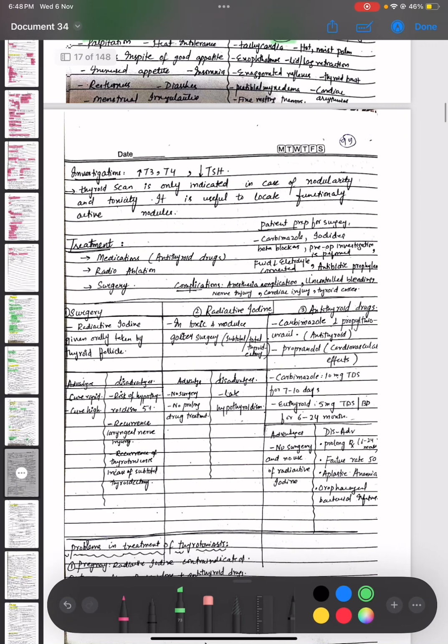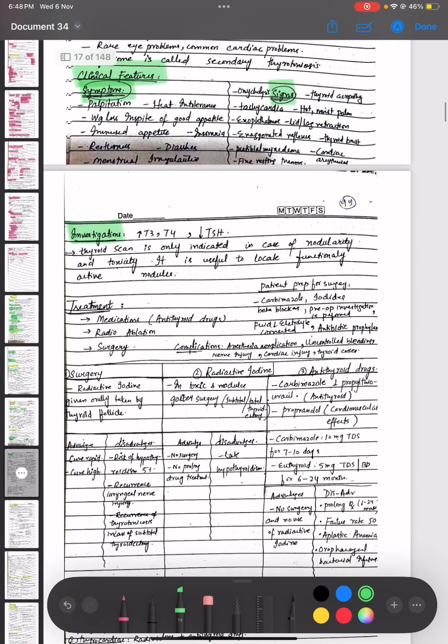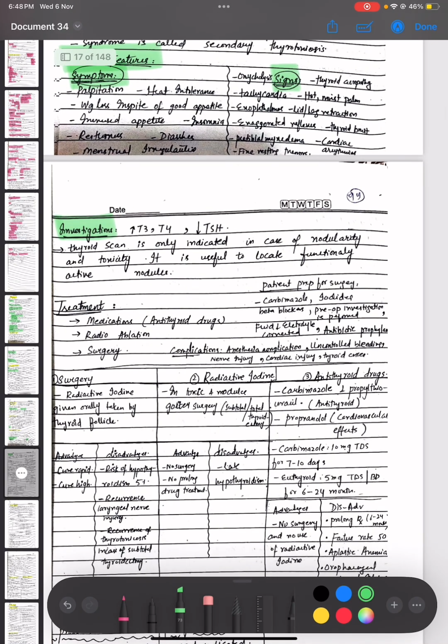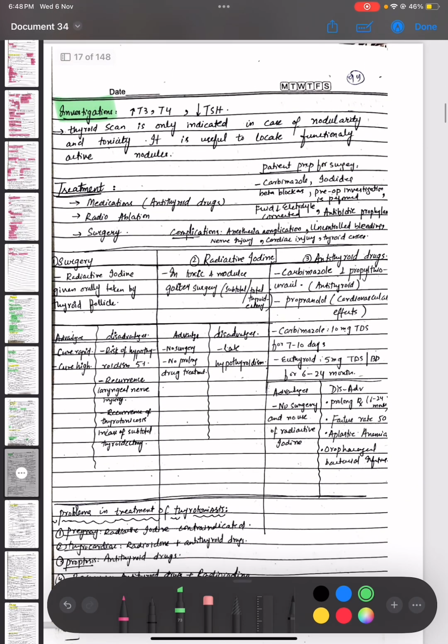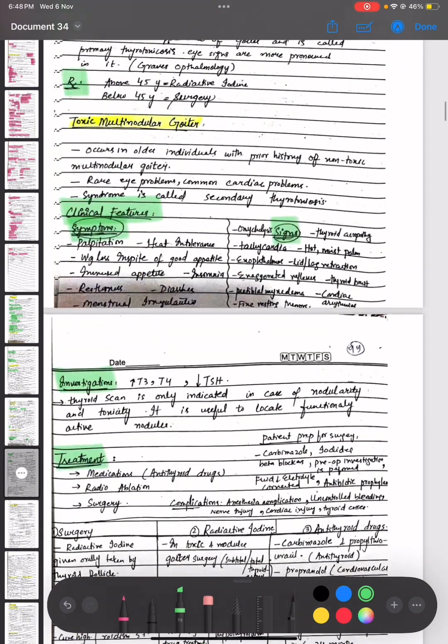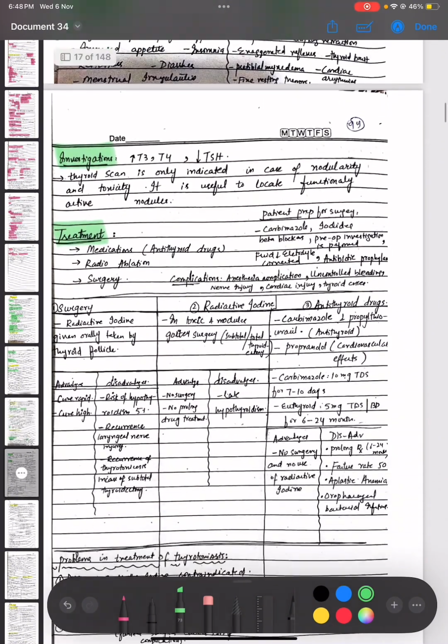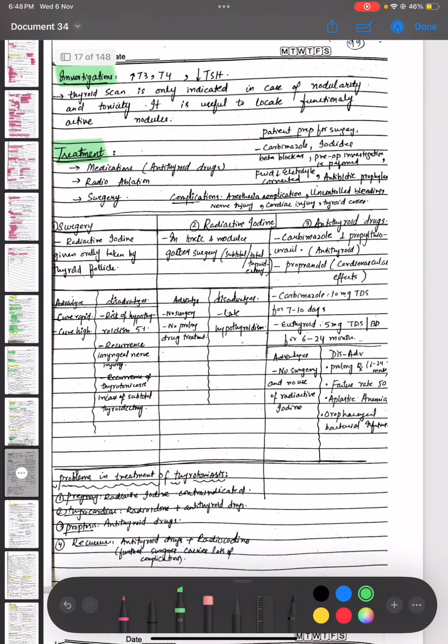What are the investigations that are done for cases of toxic multinodular goiter? The T3 and T4 will be raised and the TSH is low. Thyroid scan is only indicated in case of nodularity and toxicity. It is useful to look at functionally active nodules. What are the treatment options for toxic multinodular goiter? Medications are given. These are anti-thyroid medications. Radio ablation is done and surgery is done.